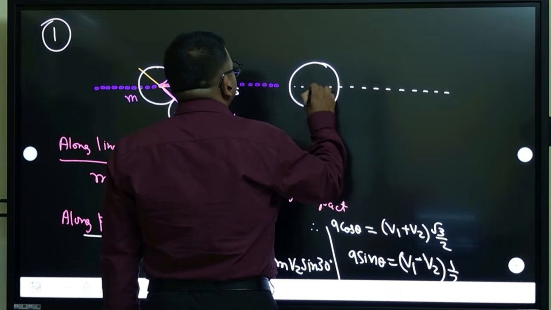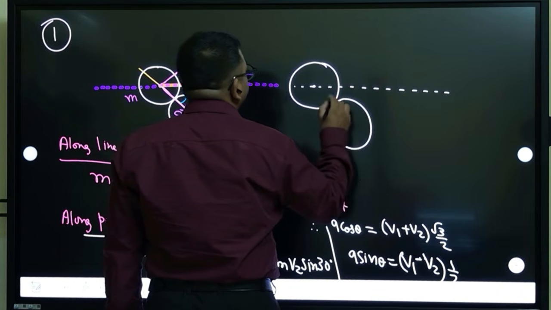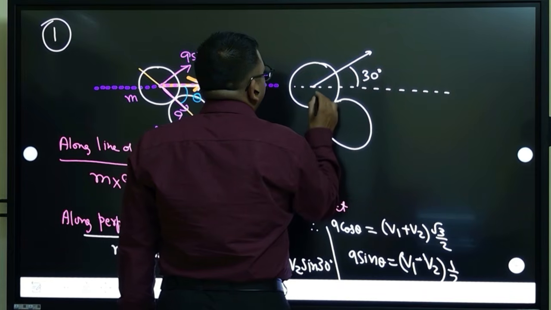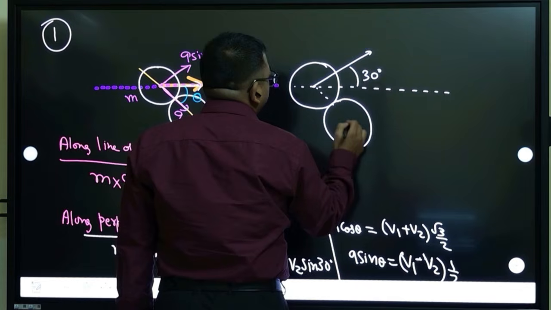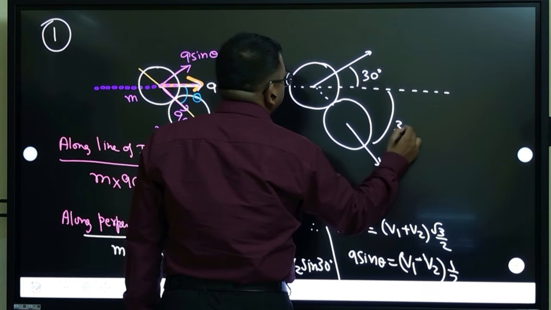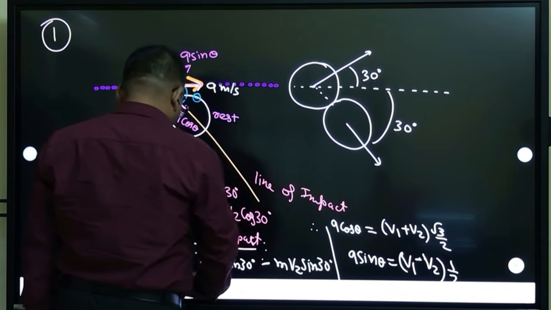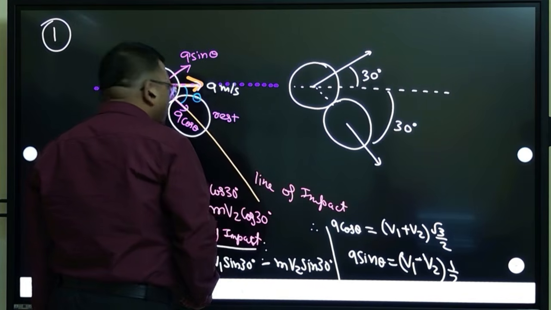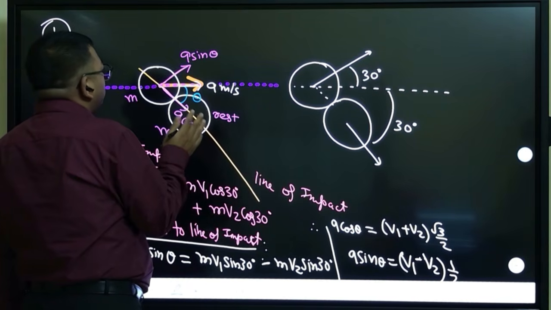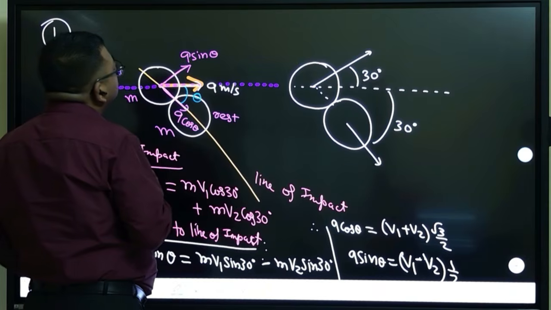Just after collision, this body is moving this way 30 degree from here, and the second body is moving this way. This is the velocity of the second body. This is making a turn 30 degree like this. Correct? From the line of motion. So this line of motion you consider as a reference line, as the x-axis.